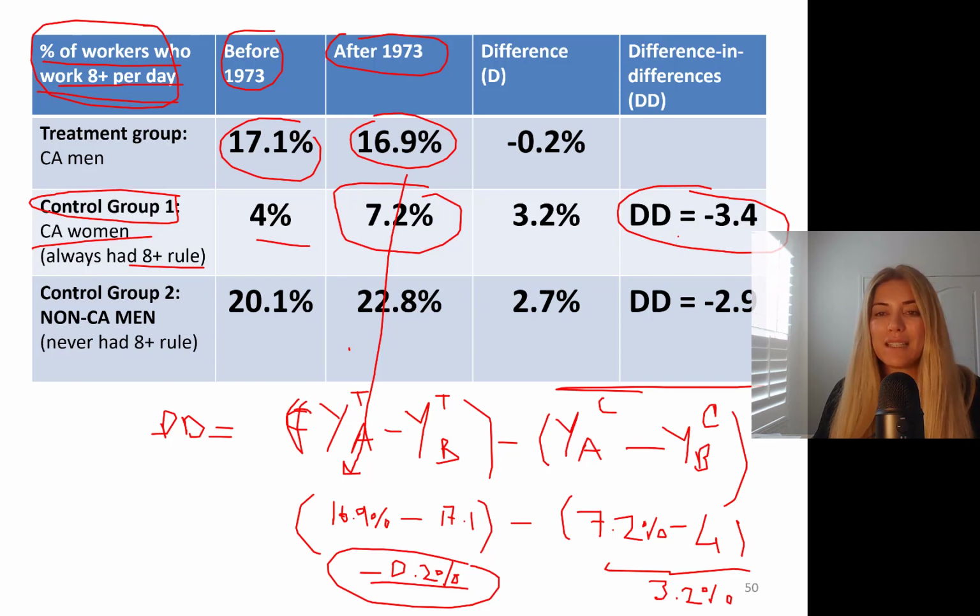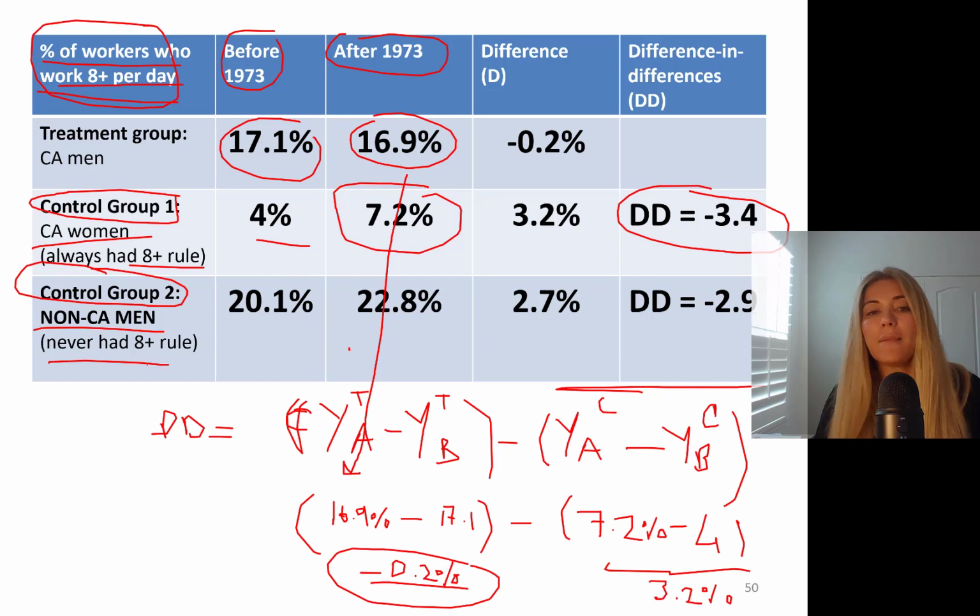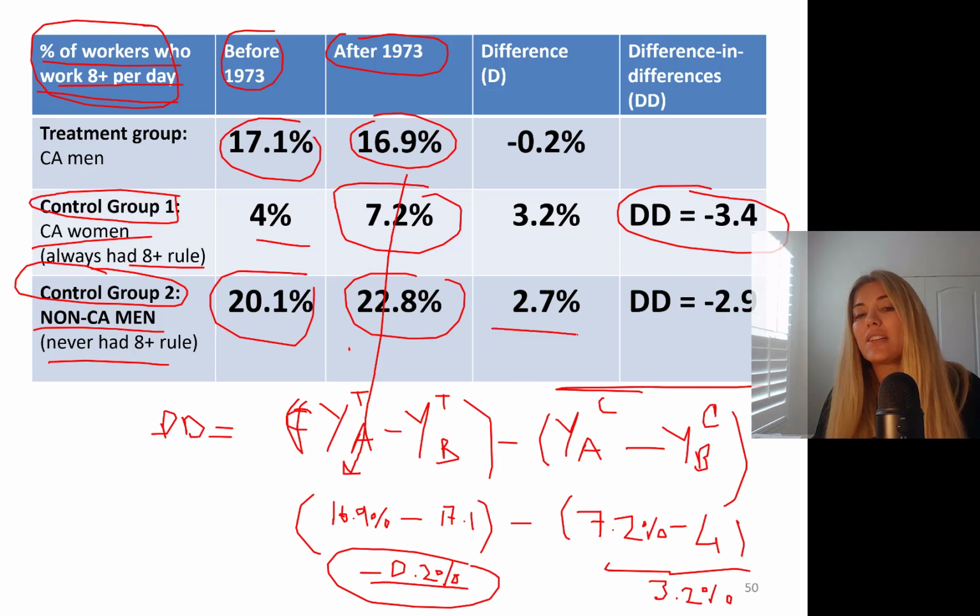If we use California women as the control group, women are a different group than men. So how about we look at a different control group, control group 2: non-California men. They never had this 8-hour rule. After, 22.8, minus before, this group also saw an increase in 8+ hours of work in this time period, 2.7%. So negative 0.2 minus 2.7, negative 2.9.